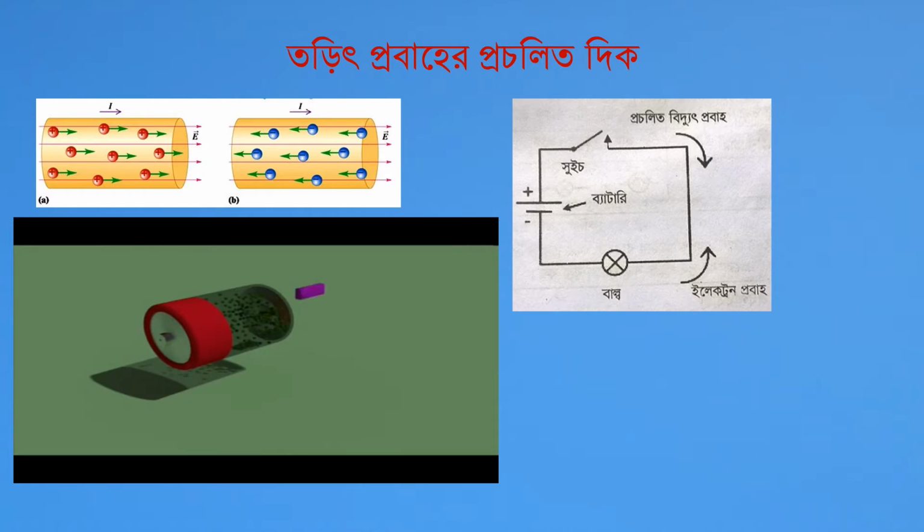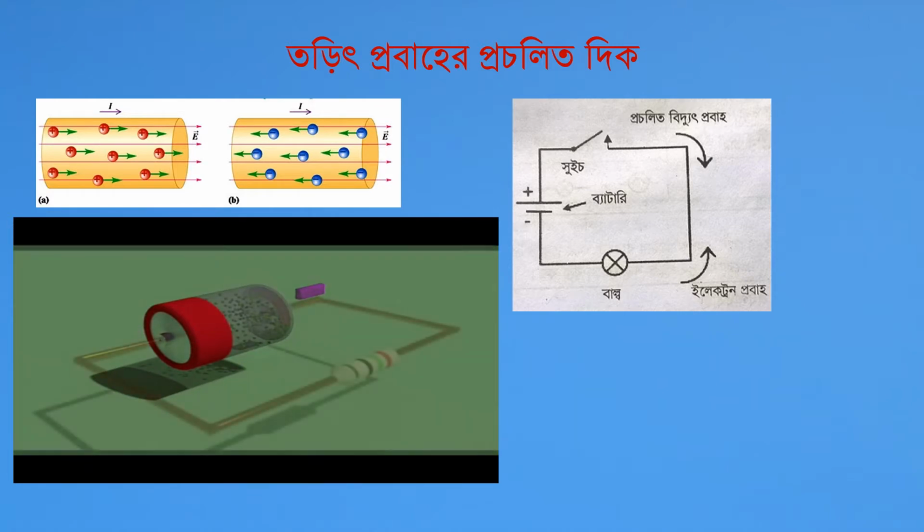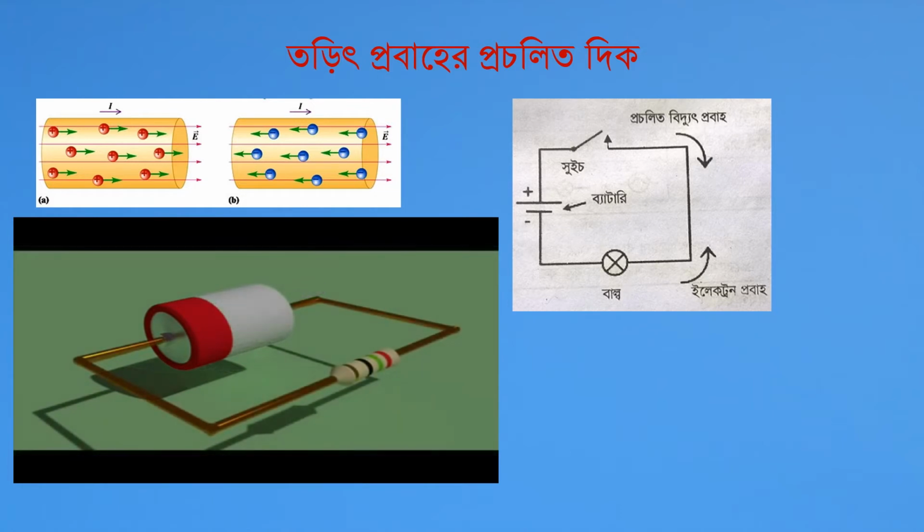If we connect a wire across these two terminals, the potential difference causes an electric current to flow in the circuit. This current is nothing but a flow of electrons that come out from the negative terminal, move along the wire, and enter the cell by the positive terminal.